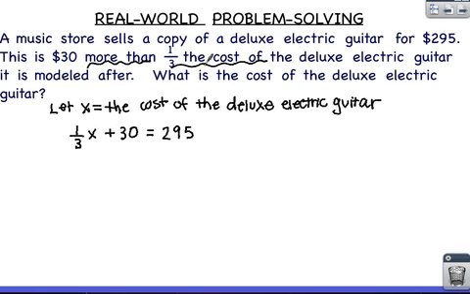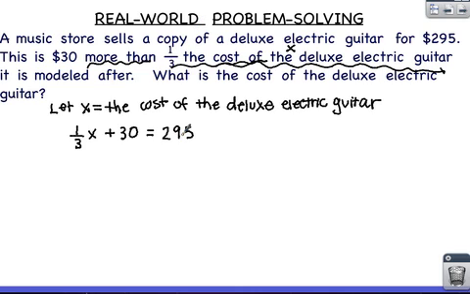So to recap, we decided that x equals our unknown in this problem, which is the cost of the deluxe electric guitar. Here we see it says the cost of the deluxe electric guitar. So all those words, really, we are now referring to as x. $30 more than 1/3 x. More than is when you switch around the order. So we have 1/3 x plus 30. And that equals our $295, the cost of the copy of the deluxe electric guitar.